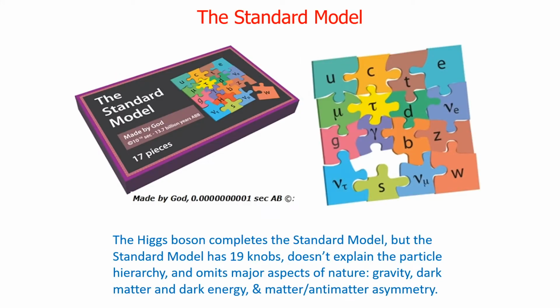We call it the standard model as if it's all neatly tied in a bow and the end of the story, but it's not. The standard model, in the end, has 19 knobs or free parameters. It doesn't really explain the particle hierarchy, why there are 3 families of particles or why there are pairs of particles in each family, and it omits to explain the very fundamental nature of gravity, because gravity is not part of the standard model, and the 2 biggest components of the universe, dark energy and dark matter, are not really explained. Also, it has trouble explaining why the universe has so much more matter than antimatter.